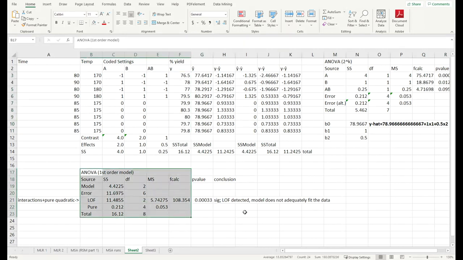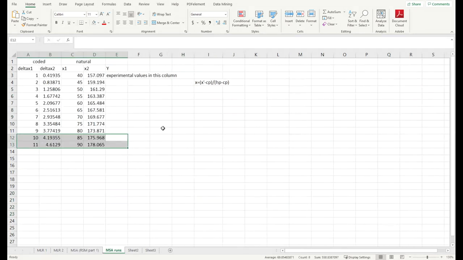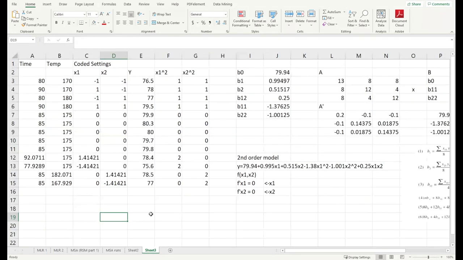If wala siyang LOF, mag-MSA run actually tayo ulit, no? Pero in this case, since may LOF tayo, kaya tayo nag-upgrade to CCD, and from CCD, we produce a second order model, and now that we have the second order model, pwede na tayong makakuha ng optimized run. Okay? So that's it. Thank you for listening, and sorry to keep you waiting, mga magka-campaign.